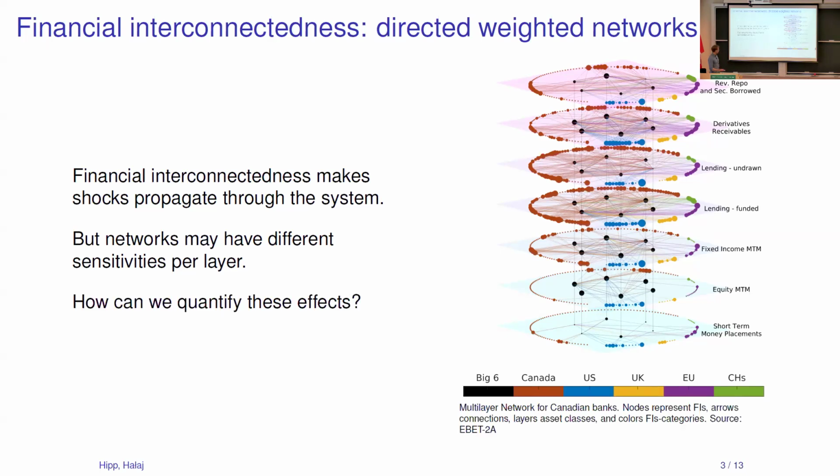So how can we quantify the effects of that? Just because we have a weighted network that is even directed doesn't tell us anything about how a shock would actually go from one thing to another. Now let me go quickly to the graph here.